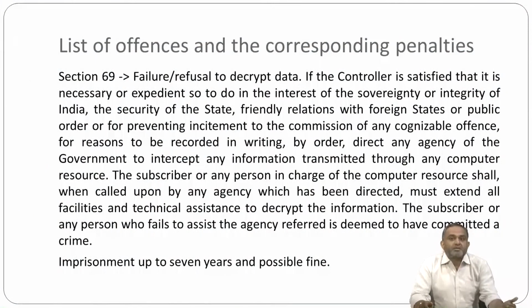But WhatsApp claimed that they are providing end-to-end encryption, so they are not able to provide the decrypted message. In that case, the government insisted that WhatsApp provide the decrypted message, because it is in the interest of the nation. That means it might affect the sovereignty or integrity of the country, the security of the state, and in certain cases or matters, it also affects friendly relations with foreign states.